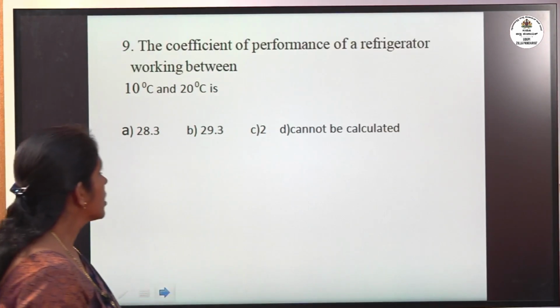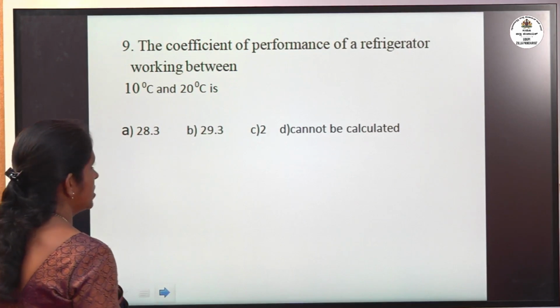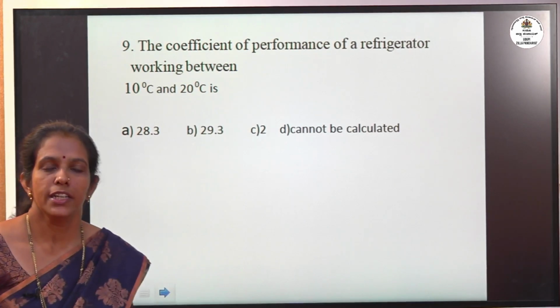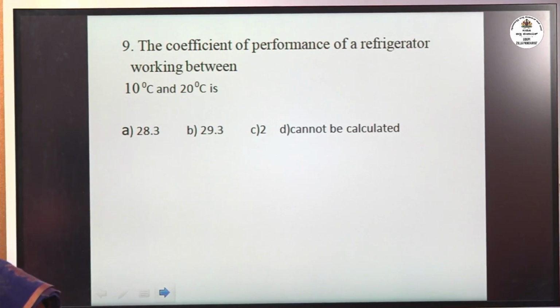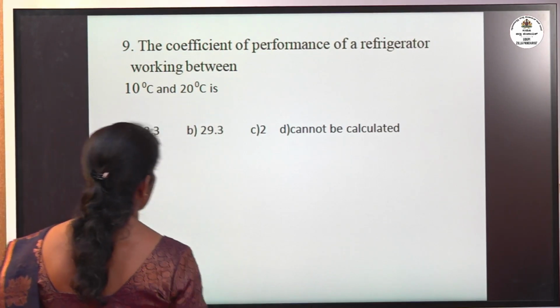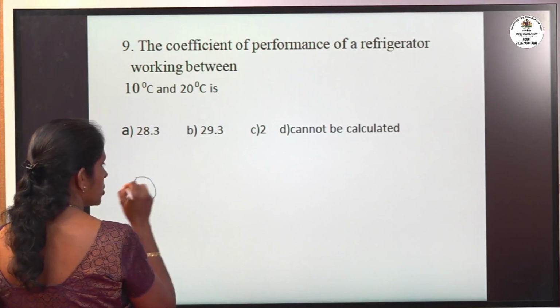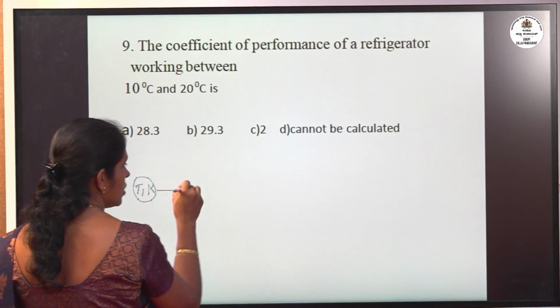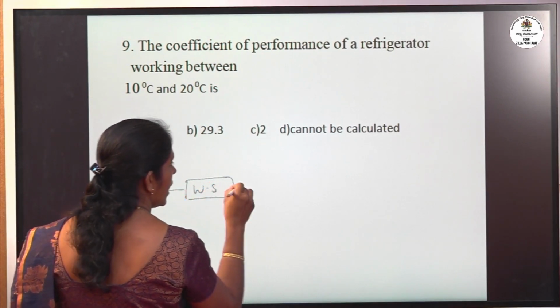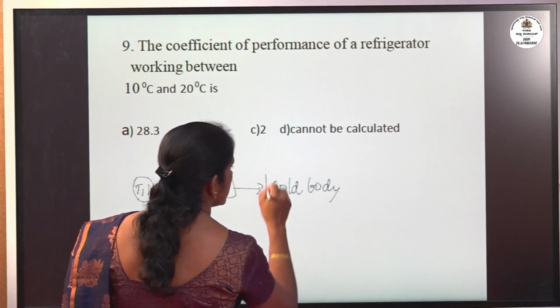Next question, the coefficient of performance of a refrigerator. You know what is a refrigerator? Heat engine and refrigerator. Heat engine is a device used to convert heat into mechanical work. Refrigerator is the reverse of heat engine. Here we have three systems: source, hot body, which is at high temperature, working substance, and cold body. This is also called sink.